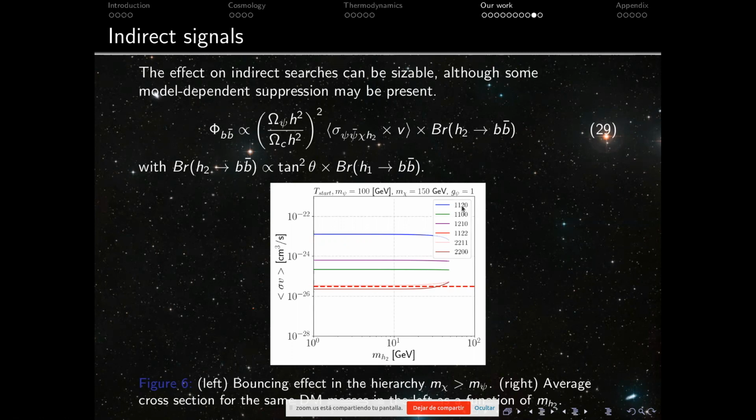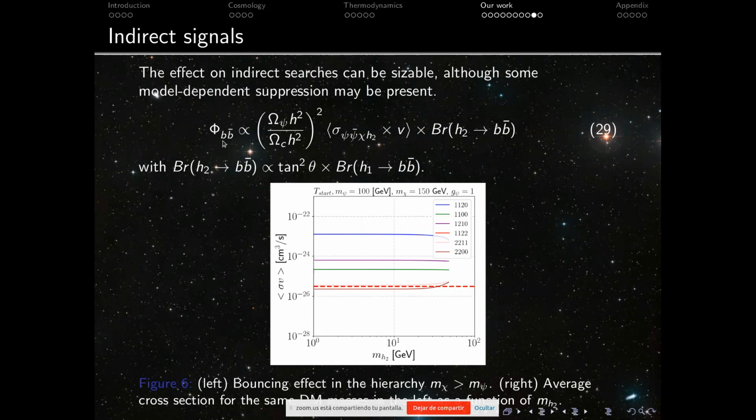One is the fermion, two is the pseudo scalar, and zero is standard model particles. The rest of the cross sections you can see are below, but they are equally sizable in comparison with the thermal canonical cross section. So we expect at some point that this type of effect could be interesting to explore in indirect detection.